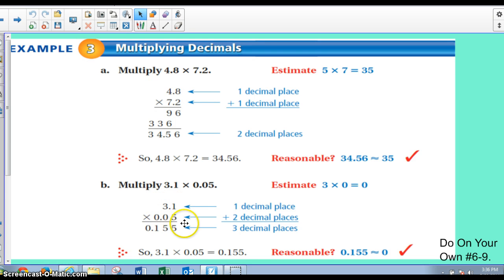All right, so we did the multiplication, and then we counted 1, 2, 3. We started all the way to the right. We've got 1, 2, 3, and there's your decimal point. Again, they checked to see if it was reasonable, and 0.155 is about 0. Please do the on your own 6 through 9 and come back.